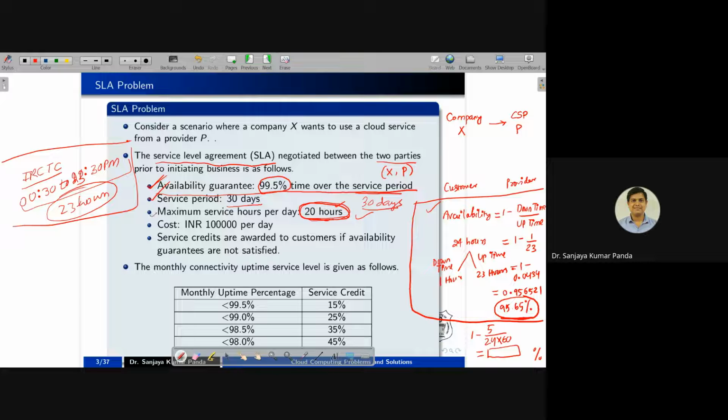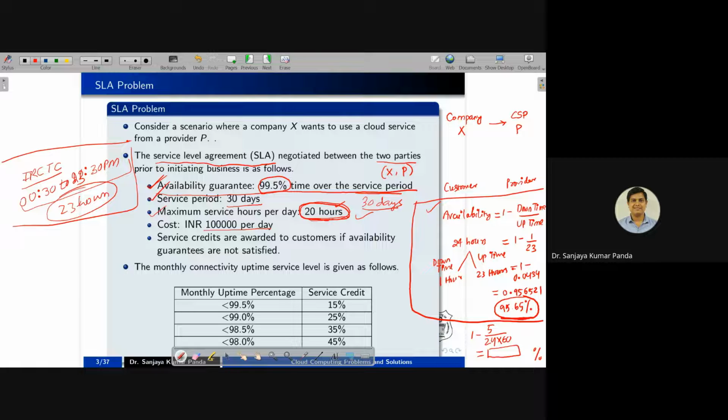And the cost we are going to pay per day is 1 lakh rupees. If service is provided as committed, that is availability is 99.5% and 20 hours per day over 30 days, then we are going to pay 1 lakh per day. So 30 days means you will pay 30 lakhs. If service is provided as usual, then you have to pay 30 lakh for your service period.